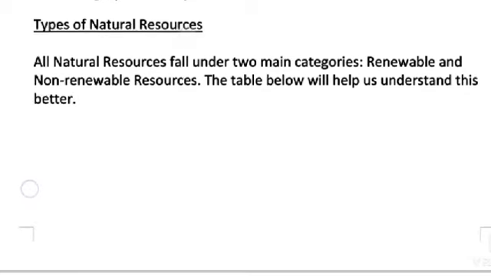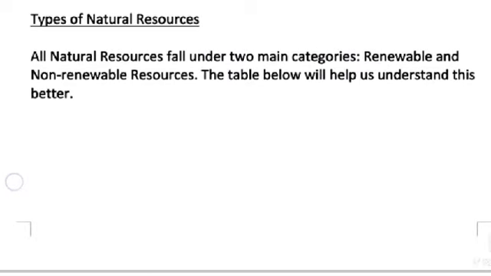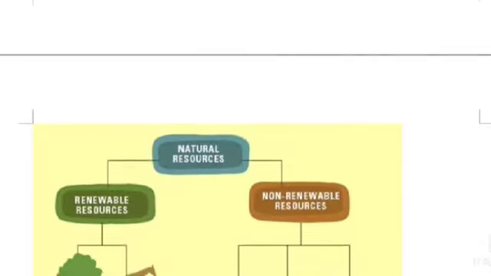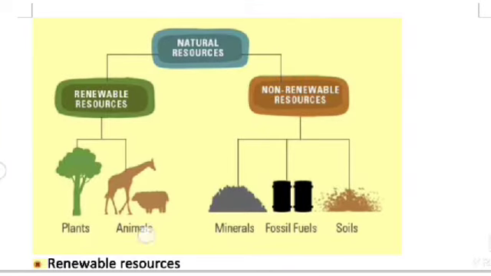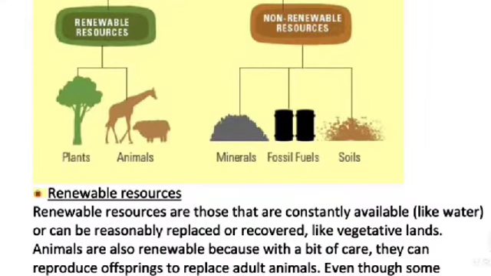Types of natural resources. All natural resources fall under two main categories, renewable and non-renewable resources. The table below will help us understand this better. See the picture. The natural resources are divided into two categories, renewable and non-renewable. Renewables: plants and animals. Non-renewables: minerals, fossil fuels and soils.